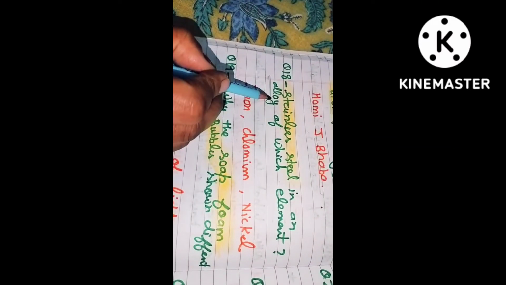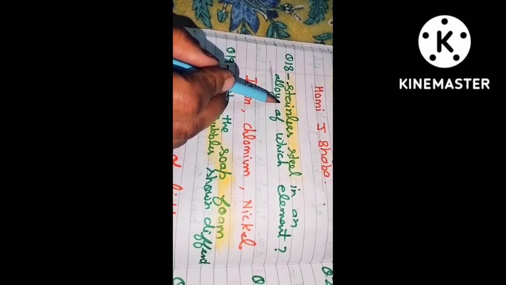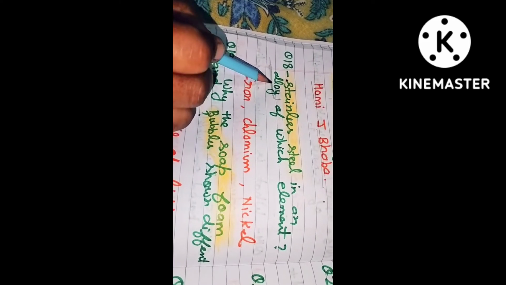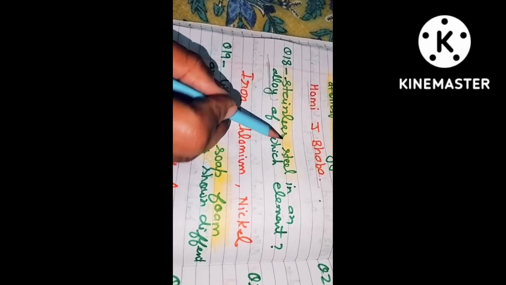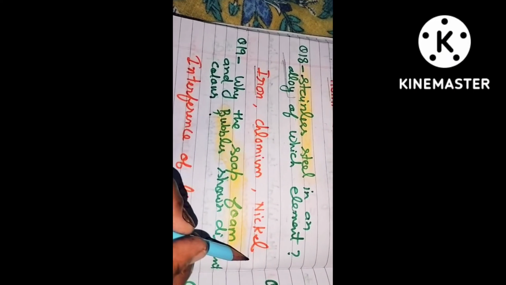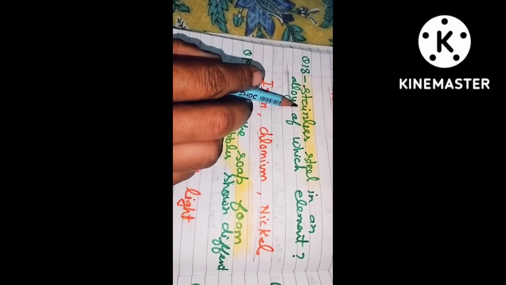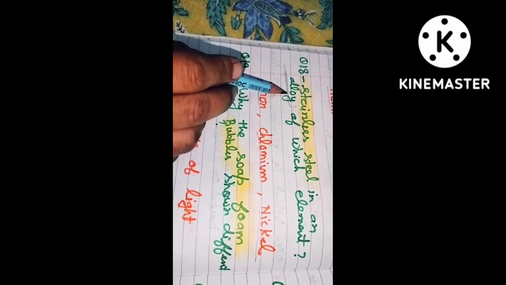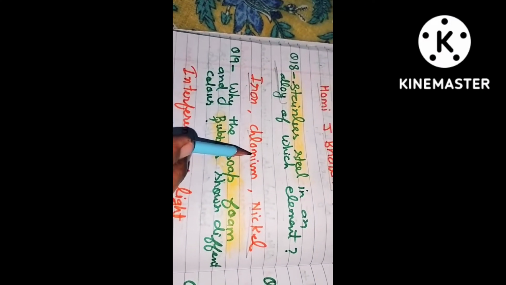Next, stainless steel is an alloy of which elements? We know an alloy is a mixture of metals, and stainless steel is an alloy of iron, chromium, and nickel.